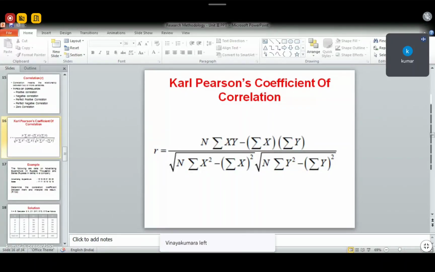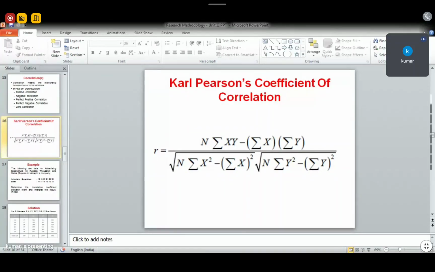Naturally, these two variables have a relationship with each other. Whenever the expenditure increases, sales also go on increasing. We have to measure the degree of relationship mathematically. So the first variable, advertisement expenditure, is considered as X, and sales is taken as Y. Now, next page.